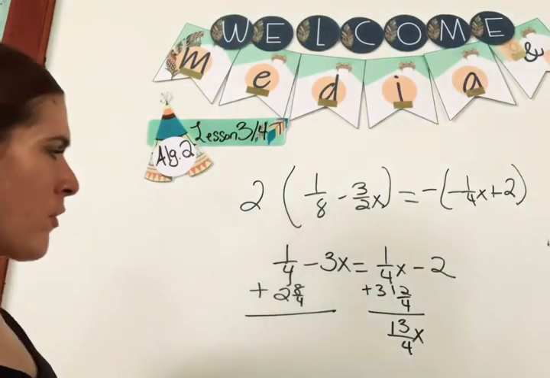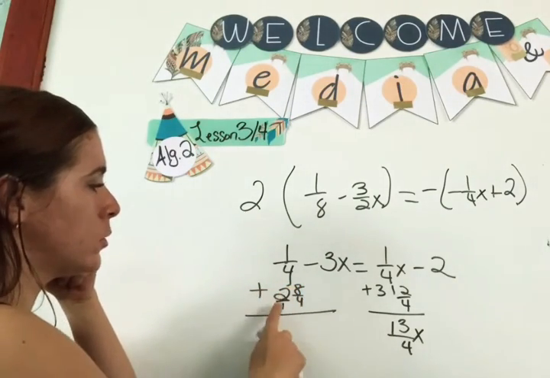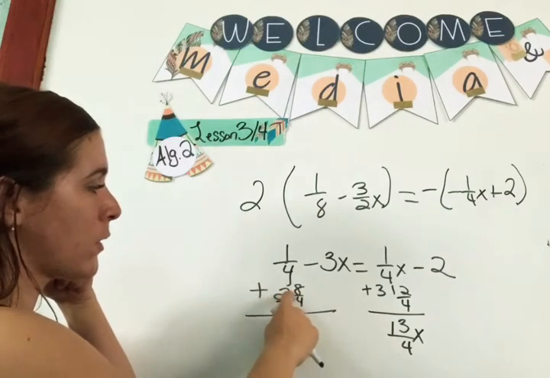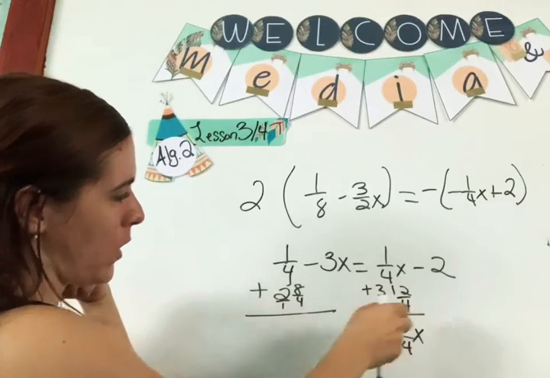You're like, Miss Jessica, how are you doing that so fast? Well, just remember, 1 times 4 is 4, so 2 times 4 is 8. 1 times 4 is 4, so 3 times 4 is 12. That's how you do that really quickly.